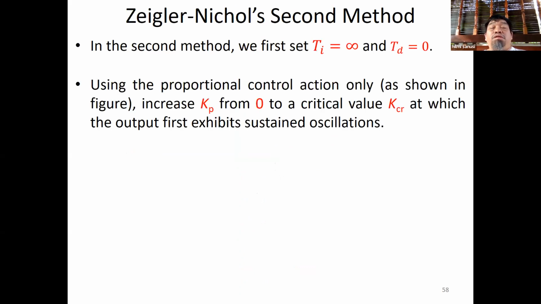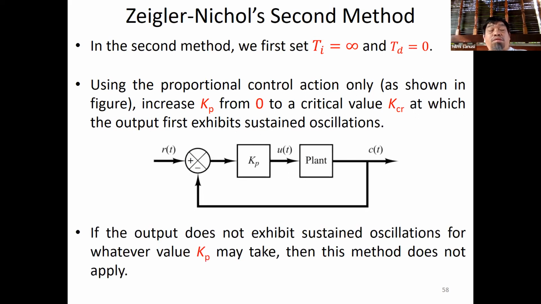So this is a simple conclusion of the second method. You set Ti to infinite, Td to be 0, and then use a proportional control. You just change the set point, meaning you change the input slightly, and then you increase the gain Kp from 0 to a critical value where the output starts to oscillate and produce a constant oscillation. That will be your critical gain. Okay.